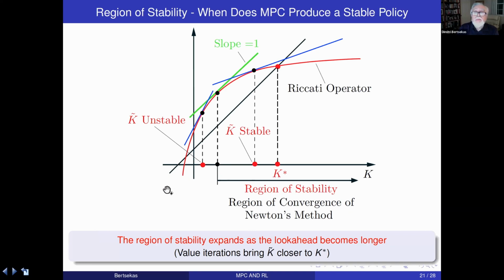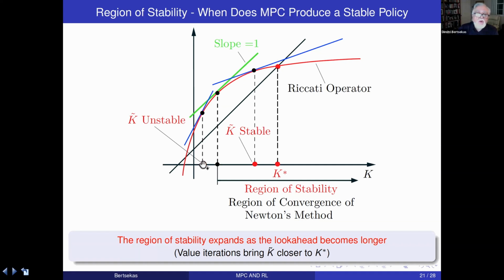When you apply MPC with a given cost function approximation K tilde, you're not sure that you're going to get a stable policy. Sometimes you get a stable policy, sometimes an unstable policy. So what is the region of K tildes for which the MPC policy is stable? Let's take this K tilde. Going up here, the slope of the corresponding MPC policy, the slope of this line, is less than 1. So this policy is stable.